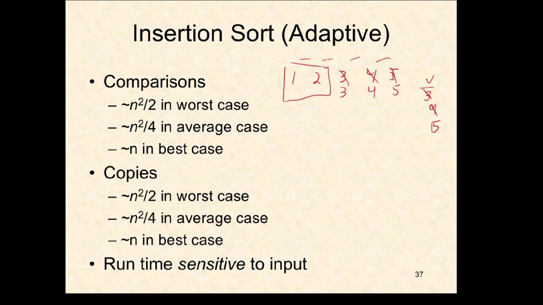n for the pass of bubble sort, and for each pass, insertion sort only looked at one value. It said, let's look one to the left. Oh, can't go any further. Let's look one to the left. Can't go any further.